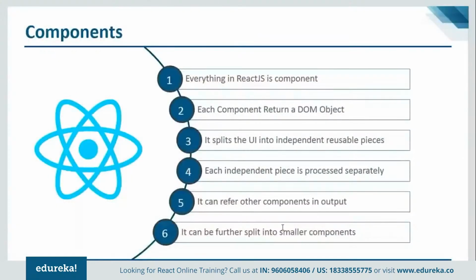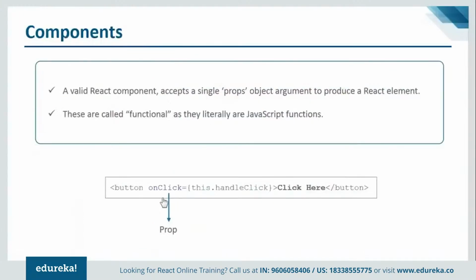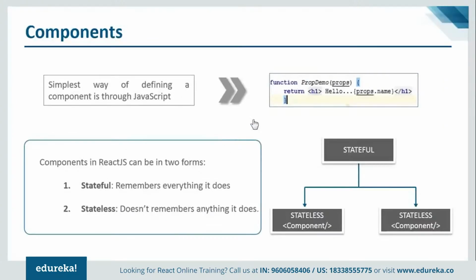Now let's go further in our PPT. Okay, so here a valid React component can always accept a single object argument and then produce a React element. Now these are called functional components, as they are literally JavaScript functions, as you can see. So here we are calling one handleClick function. Now whenever this function is called, it will always return us one HTML representation. So that's why these are called functional components. In addition to this, we can simply define a component through JavaScript. As you can see, here we are creating one function which is named PropDemo. It is accepting props and then it is returning one HTML representation. So this is how the components work.